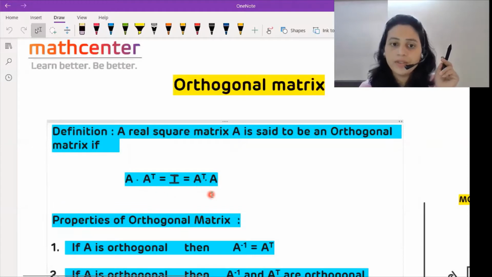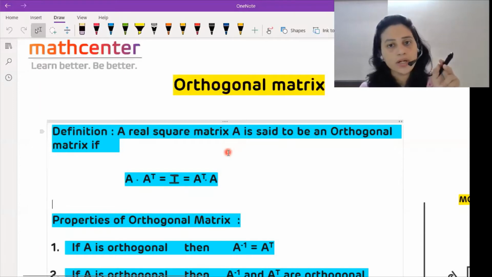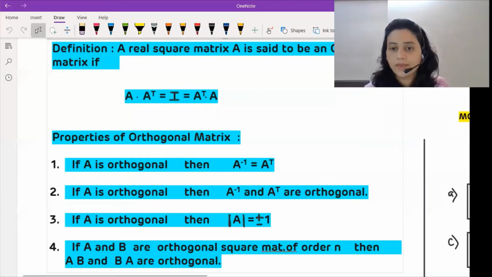In this condition, we can take the product A into A raised to T or A raised to T into A also. In both cases, if we get the identity matrix as the answer of the product, then the given matrix A is called an orthogonal matrix. Clear? So let's start with the properties of the orthogonal matrix. Actually, these properties are very important from the exam point of view. If you are preparing for competitive exams, there are some examples based on these properties, MCQ type examples, so I'm going to take those examples also in this video.